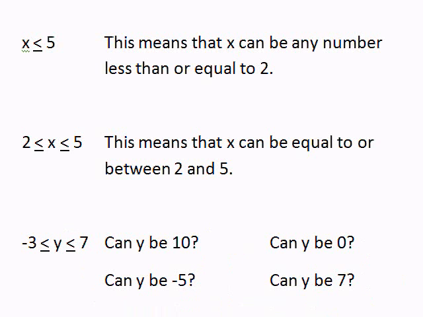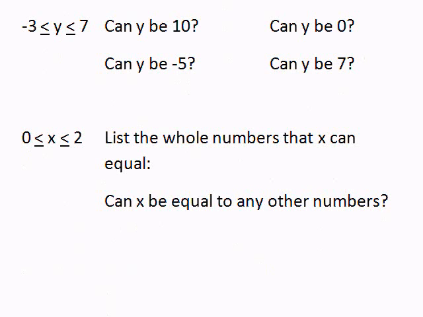Looking at the last bit that I'd like you to think about, list the whole numbers that x can be equal to. And can x be equal to any other numbers? Well, the whole numbers means like 0, 1, 2, 3, 4, 5, so on and so forth. So let's list them. 0, 1, and 2.